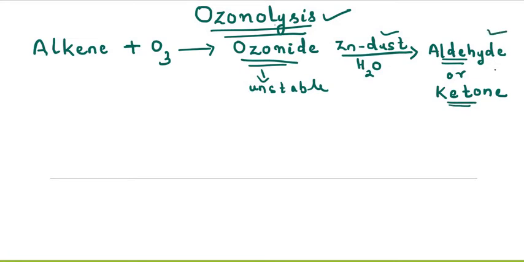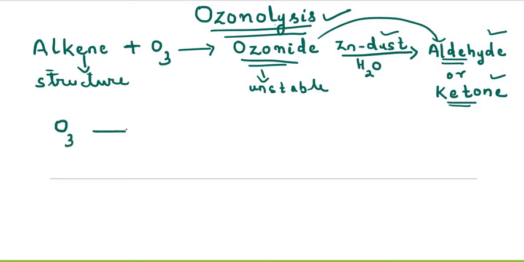So whether we are getting an aldehyde or a ketone depends upon what? It depends upon the structure of the alkene that we are taking. So depending upon the structure of the alkene, we can get an aldehyde or we can get a ketone. So actually what is this ozonolysis? Ozonolysis is actually the process of formation of an ozonoid, and the decomposition of an ozonoid is known as what? Ozonolysis.